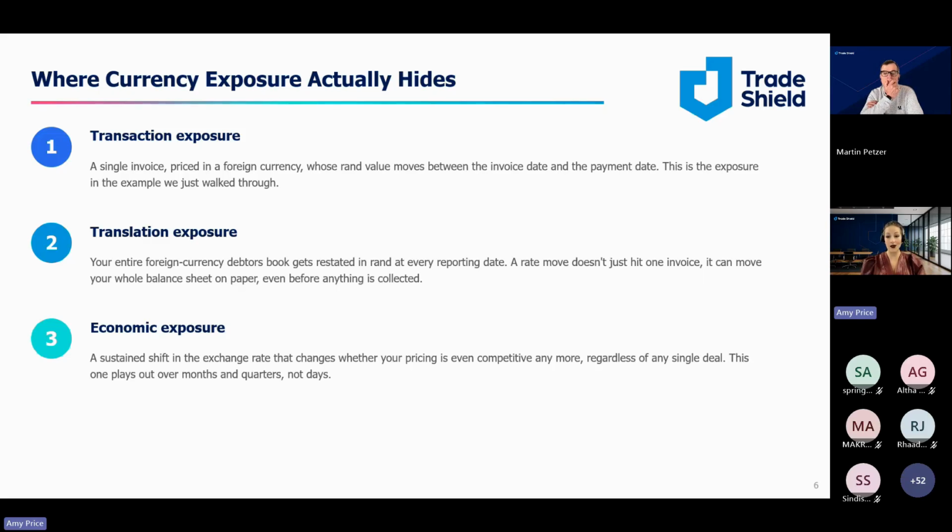Okay, so when someone asks you, are you exposed to currency risk? The honest answer needs to cover all three of these things, not just the invoice that is sitting in front of you, because all three make up the full picture.